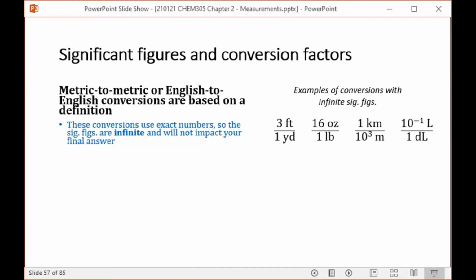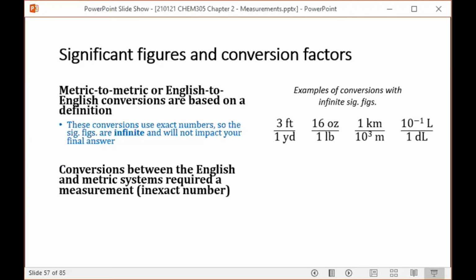So here's a bunch of examples. 3 feet per yard, that's an English to English system conversion between feet and yards, 16 ounces per pound, 10 to the 3rd meters per 1 kilometer, 10 to the -1 liters per deciliter. Those are all exact conversions. And so when you use one of these conversions in a calculation, the sig figs from the conversion won't impact your final answer.